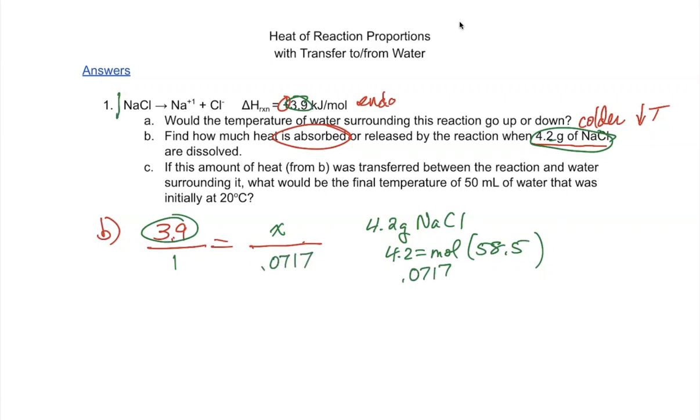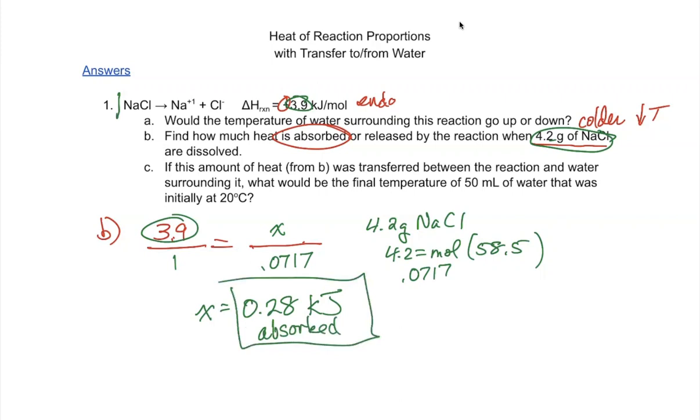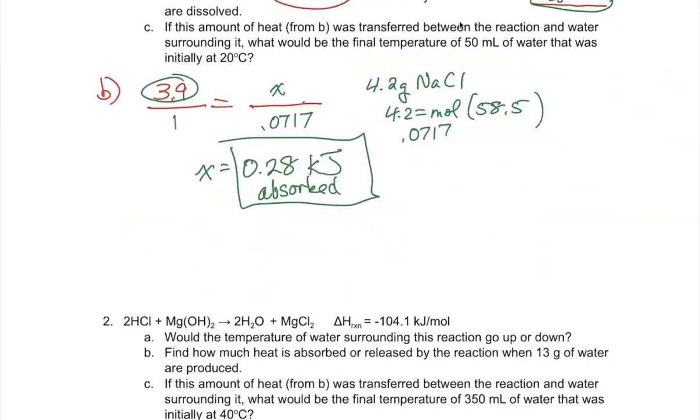Now I can solve my proportion. 3.9 times 0.0717 gives me 0.28. That is the actual amount of heat released, and that is in kilojoules. Sorry, the actual amount of heat absorbed. For C, that amount of heat was transferred between the reaction and water surrounding it. What would be the final temperature?